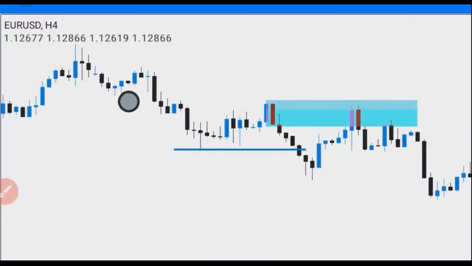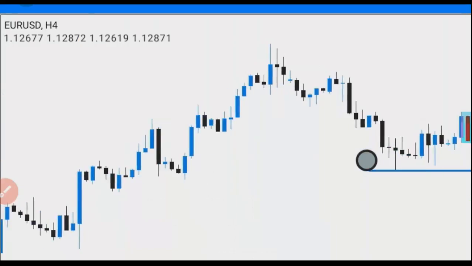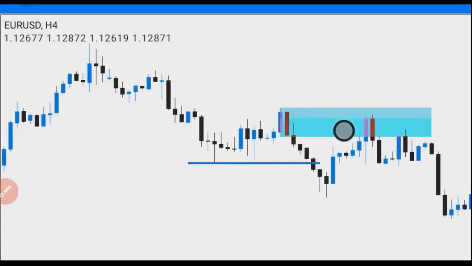Can you see? It broke this structure here to the downside. Now, it broke this structure again to the downside. What does that tell you? It tells you that we are now in a downtrend. It tells you that this previous uptrend is over, and that we are now in a new trend, which is a bearish trend, right? Once you identify that, you wait for a break of structure.